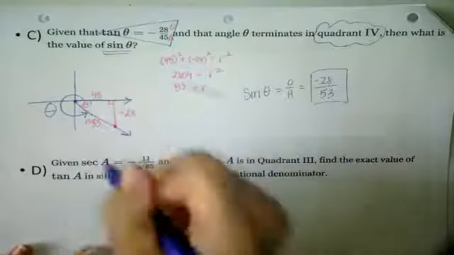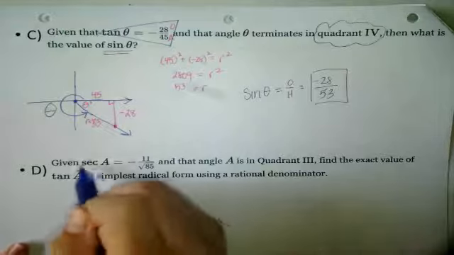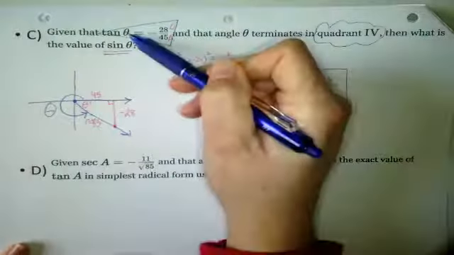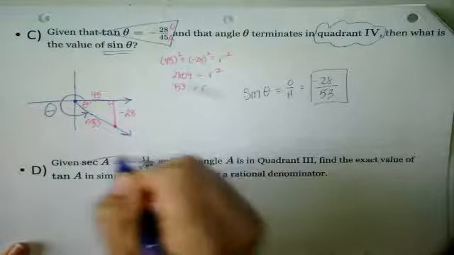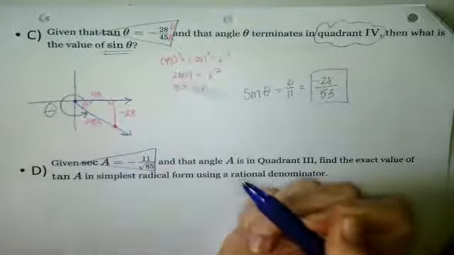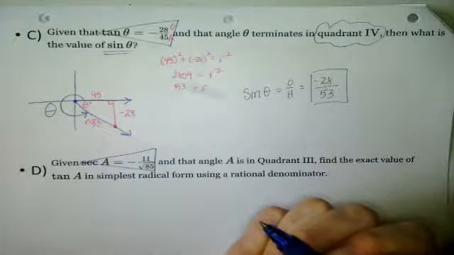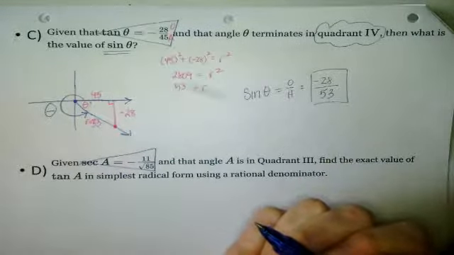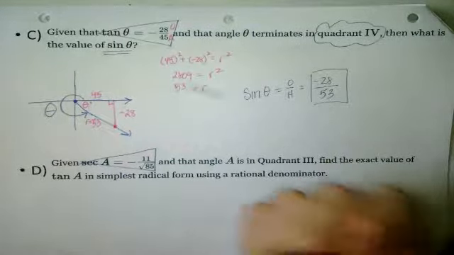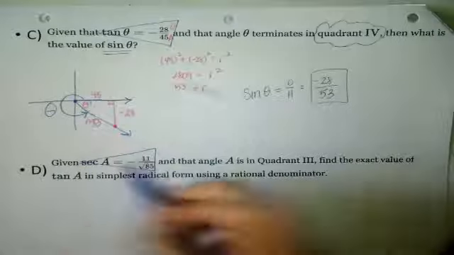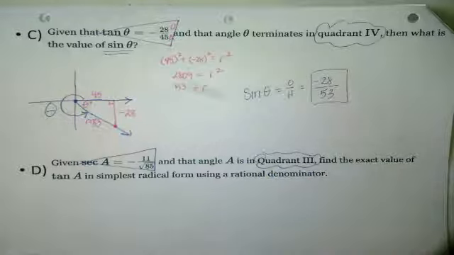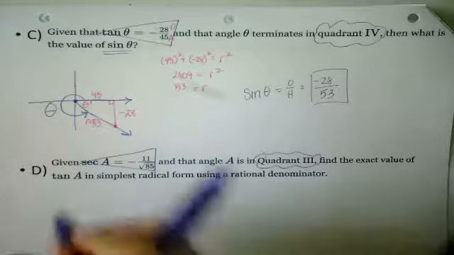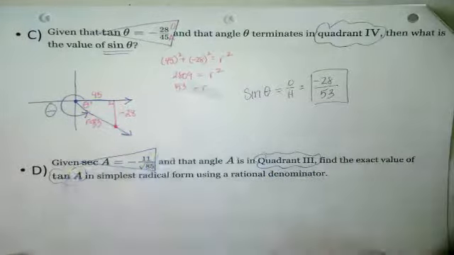All right, given secant of some angle A, oh look, they're no longer using theta. They switched to a generic A. It doesn't matter what they call the angle. It's like using a Y instead of an X, or a D instead of an X, using any other letter. Same idea. We have some angle that terminates now in quadrant 3. We want to find the exact value of tangent of A.